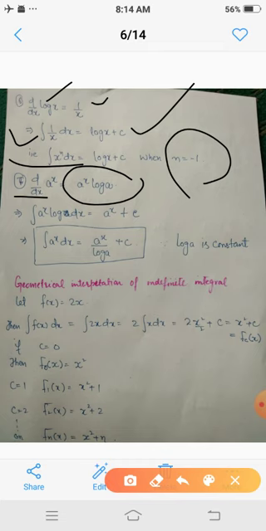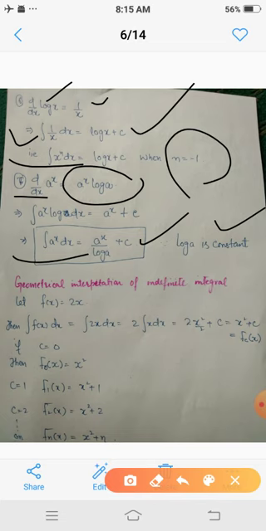So we can shift this side, that is ax upon log a plus c upon log a. Here c is constant and log a is constant, so constant upon constant is simply a constant. Hence we can simply say that the indefinite integral of a raised to power x dx equals ax upon log a plus c, where log a is constant. In this way we can find the indefinite integral of each and every function by using the definition concept. Now what does this indefinite integral, which is the family of curves, represent geometrically?